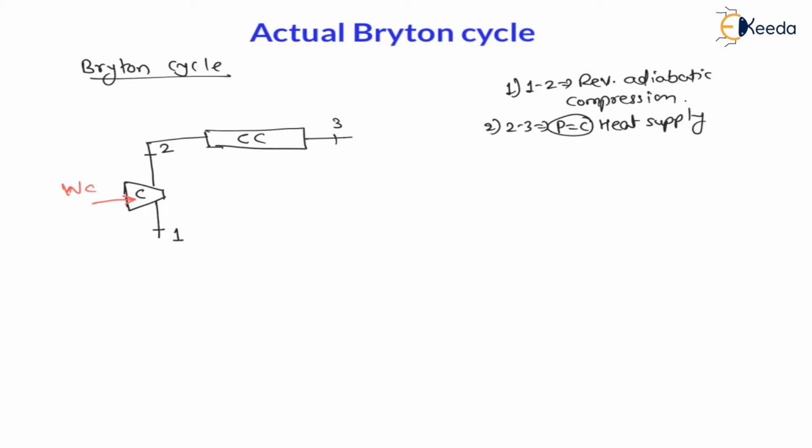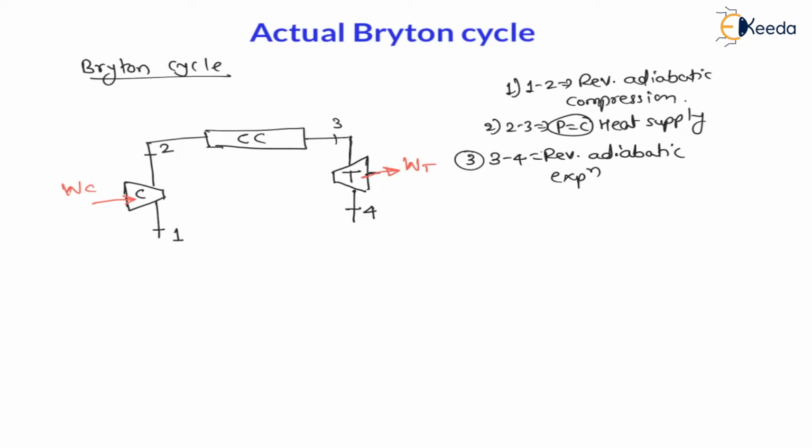Now after heat addition, this air is passed through the turbine, where it is expanded reversible adiabatically. T stands for turbine, where the turbine produces the work. Therefore the turbine is a work producing device, that is positive work. Here from 3 to 4, the gas or air expands in the turbine reversible adiabatically. Therefore the third process, 3 to 4, is reversible adiabatic, also called isentropic expansion in the turbine.